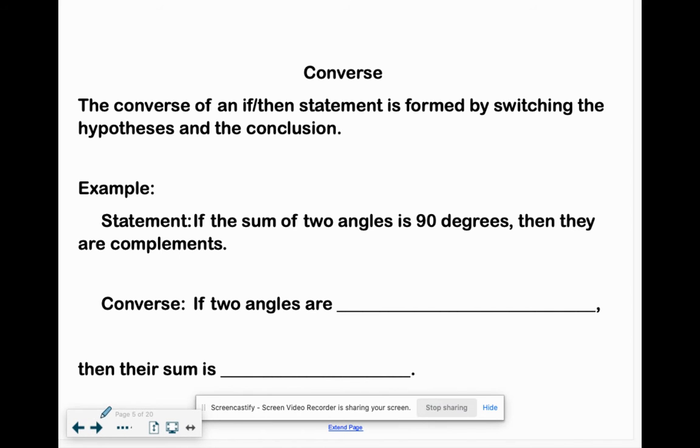Okay, so today we're going to talk about something called a converse. Let's just see what it says. A converse is an if-then statement that switches the first part and the second part. An example here is: if the sum of two angles is 90 degrees, then they are complements. Now if you want the converse of that, we're going to switch the order of that sentence. So this time I'm going to say: if two angles are complements, then their sum is 90 degrees.